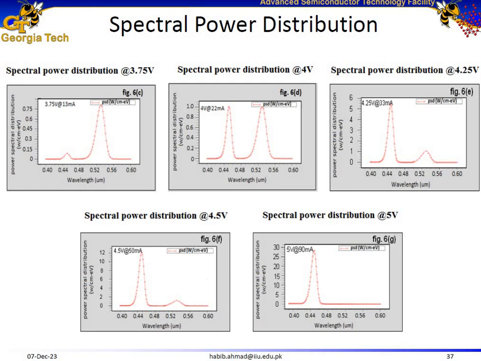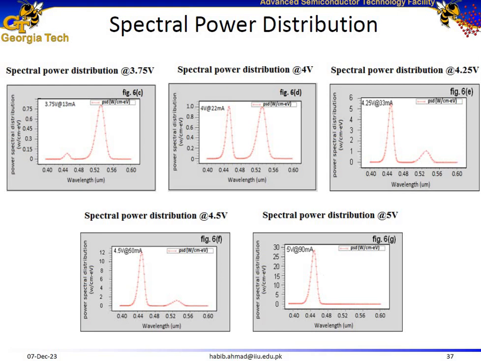Here is the spectral power distribution of this gallium nitride based LED structure. I actually designed this LED in such a way that at lower voltages it's going to give green light emission around 540 nanometers, at medium voltages, for example 4 volts, it's going to give both blue light and green light as well. However, at high voltages, it's just going to give blue light emission around 440 nanometers.